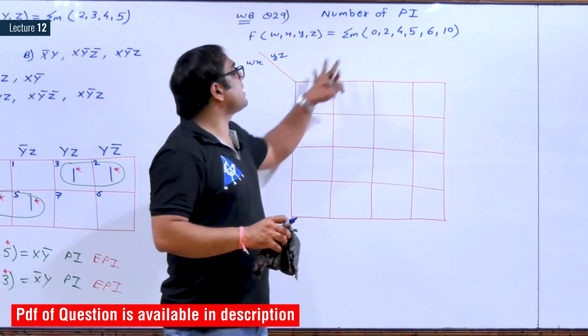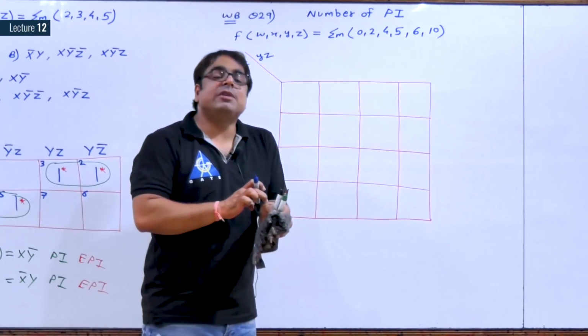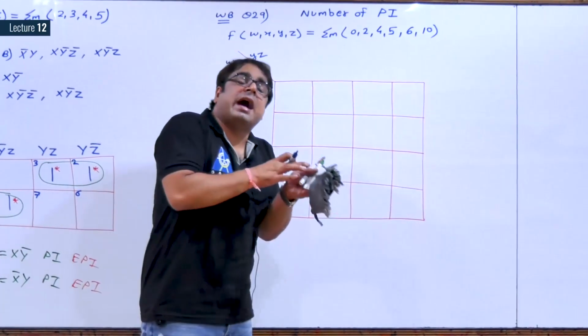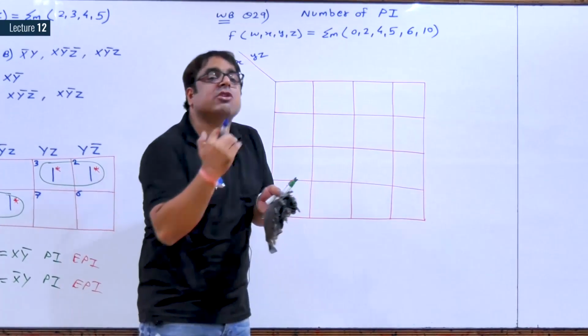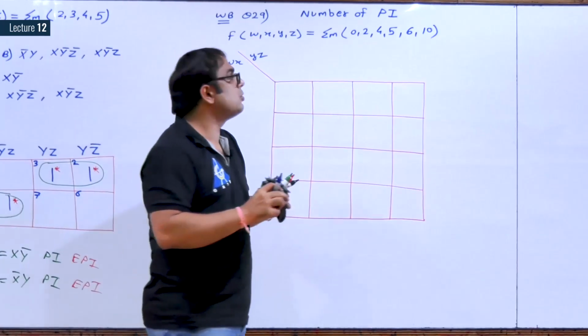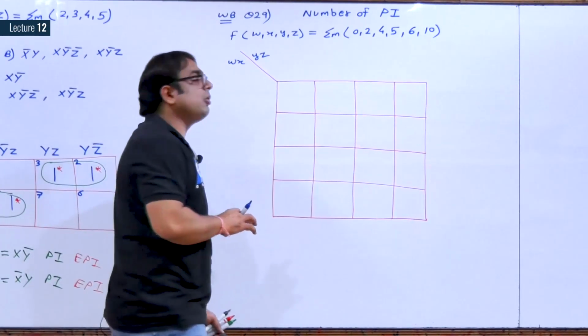Next, workbook question number 29. In the question, it is asked to find how many prime implicants. We will also find the number of essential prime implicants, and what the prime implicants are, meaning the list of prime implicants and the list of essential prime implicants, we will also discuss. So for that, let me complete the structure of the K map.